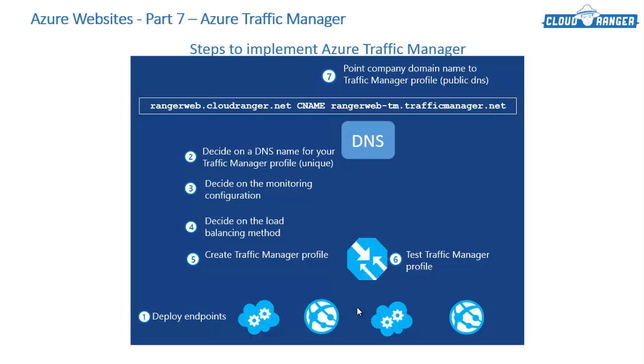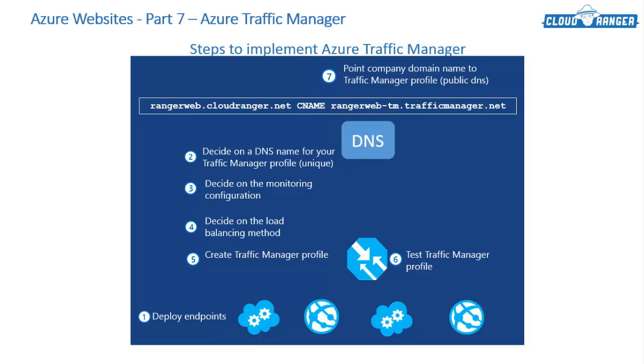So for example, it will go to this HTTP port and see if it gets a reply. So we'll have to decide on monitoring configuration while we are creating the traffic manager profile. The next thing you have to look at is deciding on the load balancing method. The reason you have to worry about the load balancing method is because there are three different load balancing methods that Traffic Manager provides you.